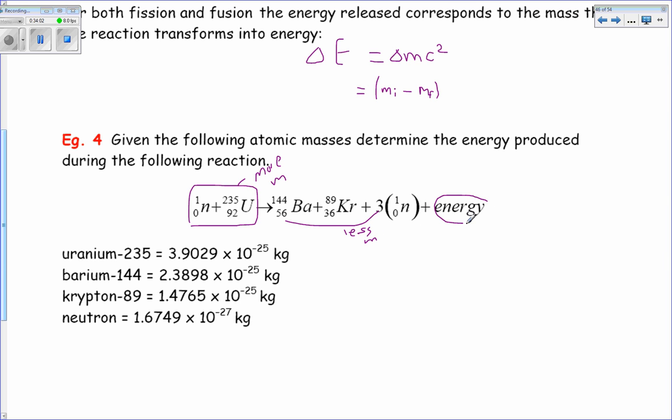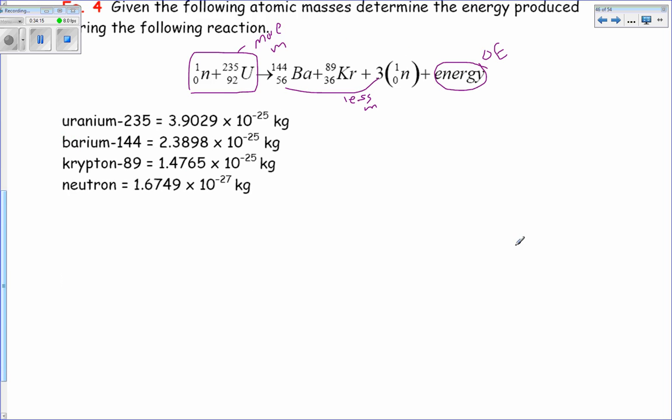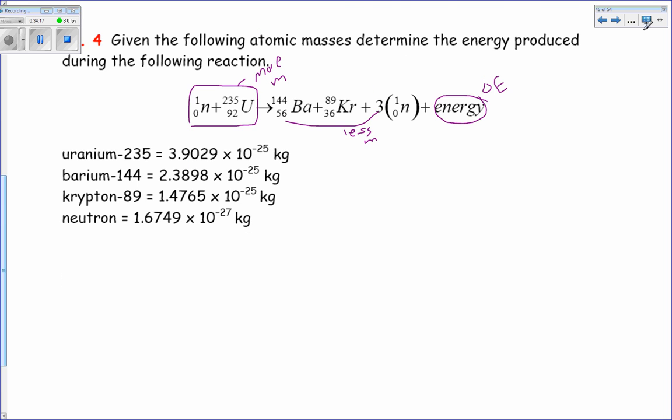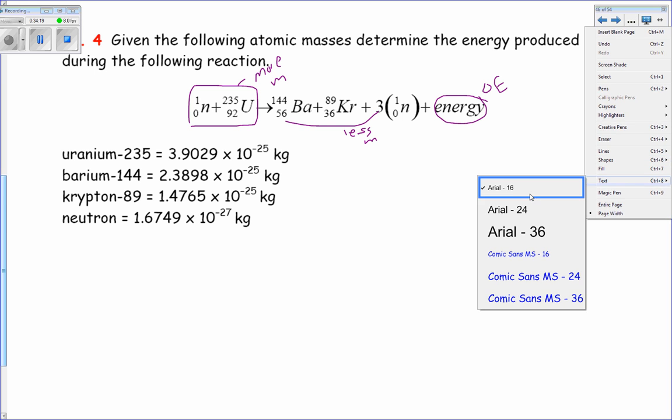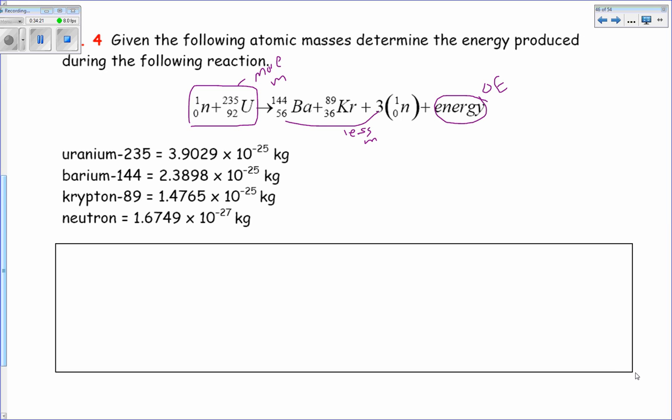And then this is the mass equivalent here, whatever the change in mass is corresponds to that delta E. That's what we're looking for here. So this needs c squared. Okay, and we have these masses that we're going to use here.